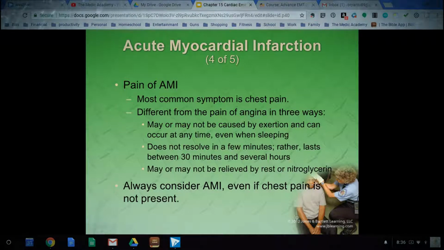As I said, we're going to treat them on the truck, especially with nitrates, for the most part, depending on where this acute myocardial infarction is located. And sometimes this may help, sometimes it may not help relieve any chest pain.